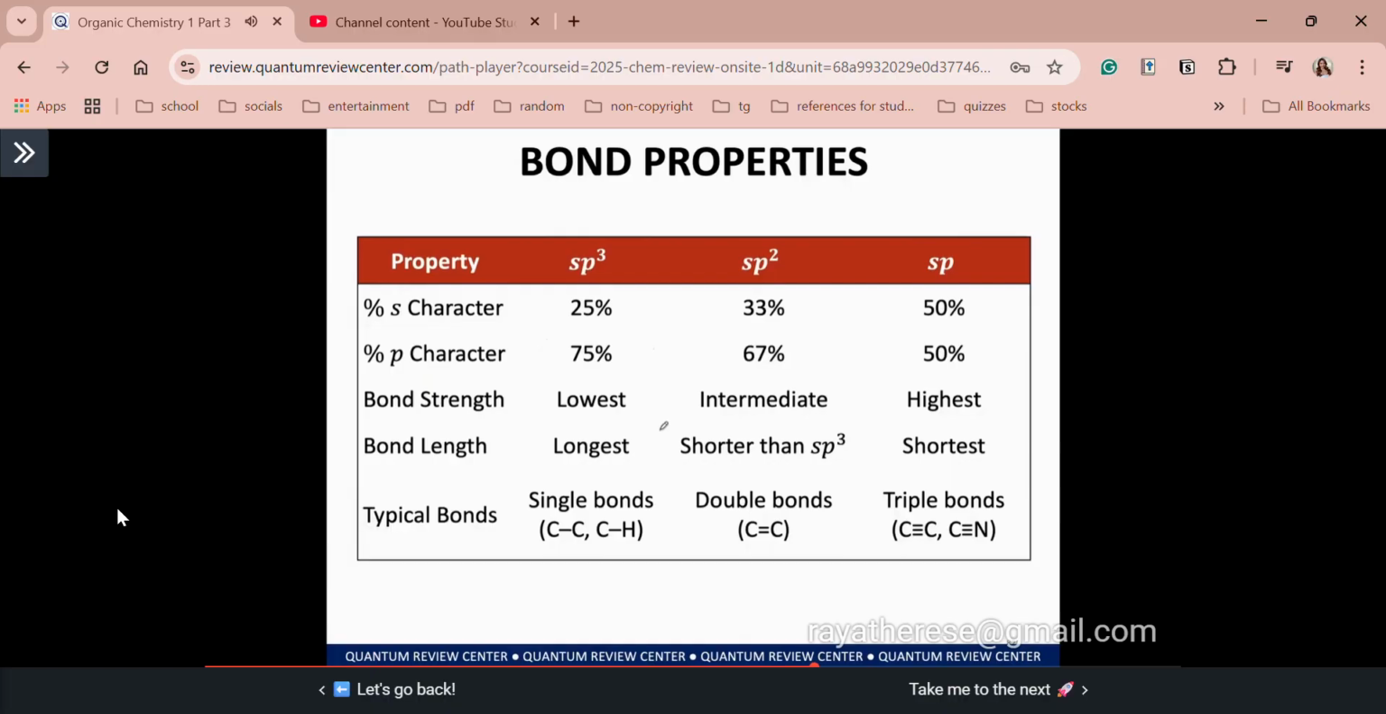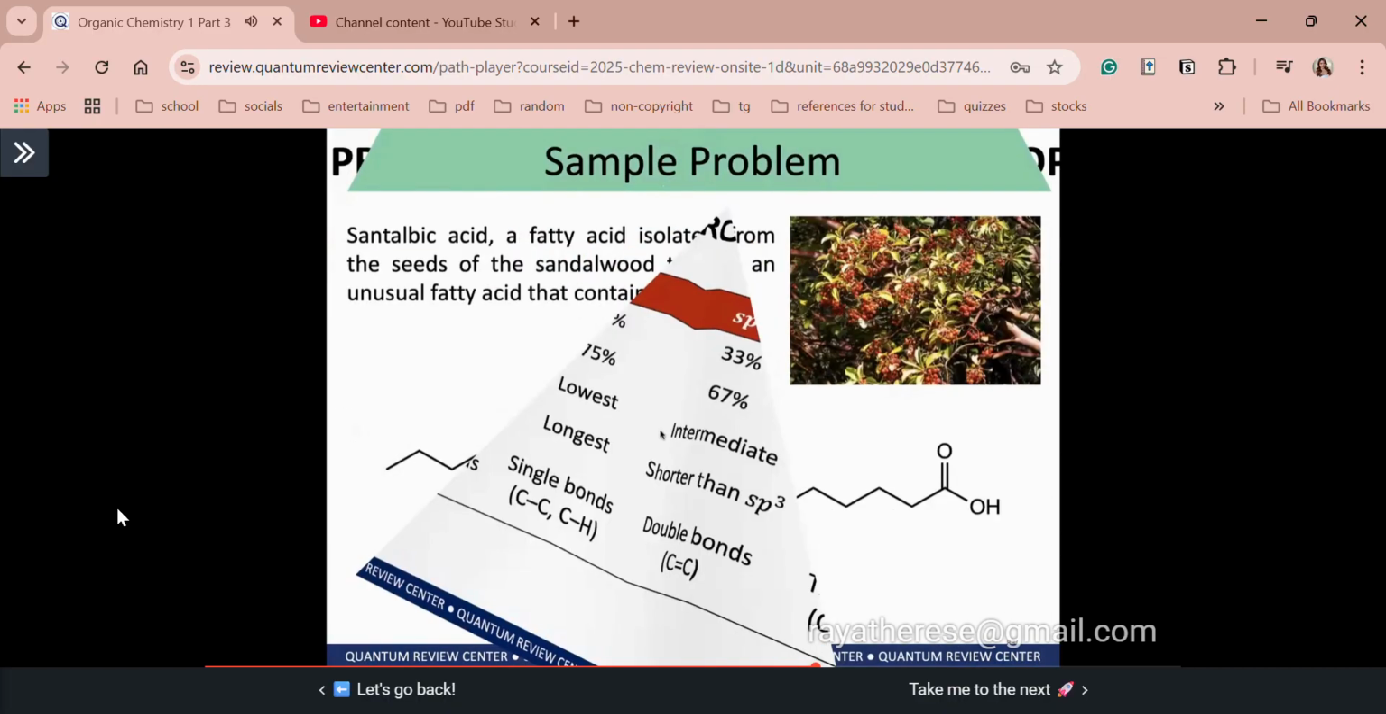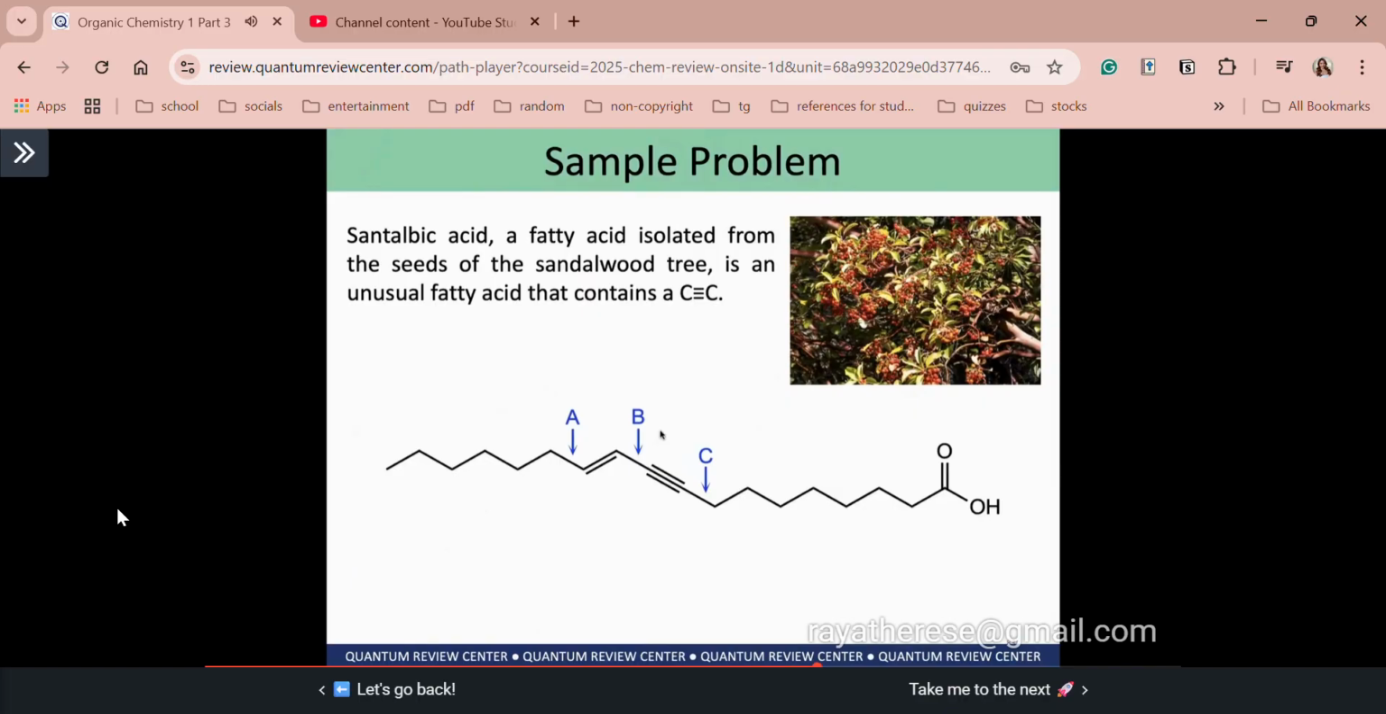So to wrap up our discussion here, we have a sample problem for bonding in organic compounds. Let's read. Xanthalbic acid, a fatty acid isolated from the seeds of the sandalwood tree, is an unusual fatty acid that contains a C to C triple bond. Class, again, that's your xanthalbic acid. It's unusual because it contains triple bonds. The question is, rank the labeled bonds in order of increasing bond strength.